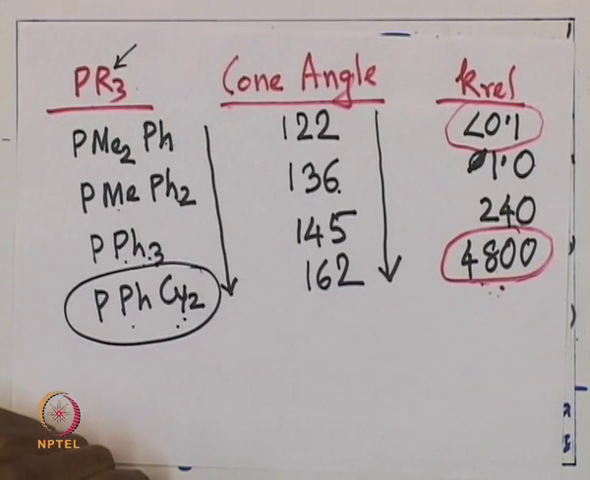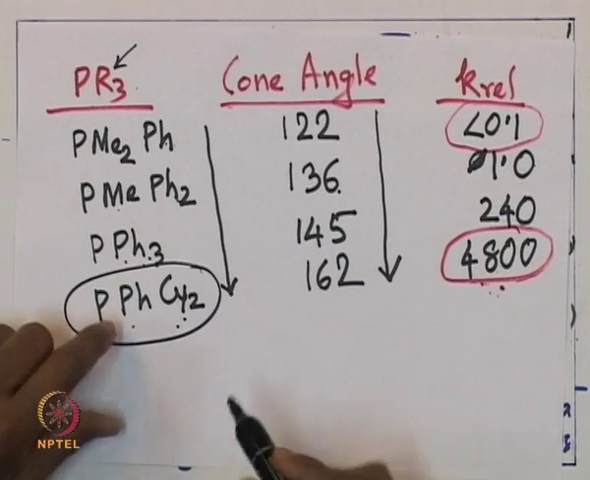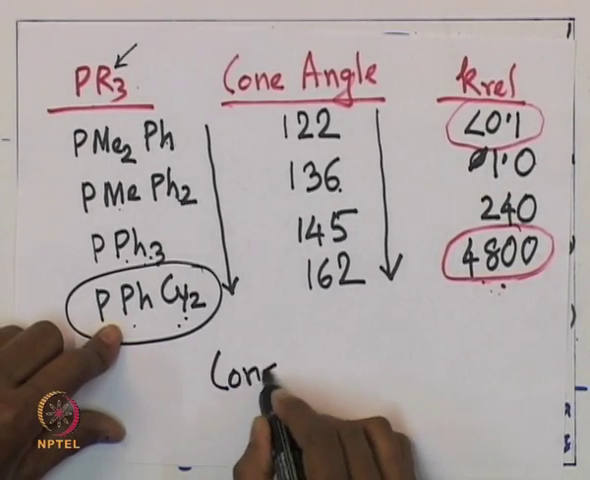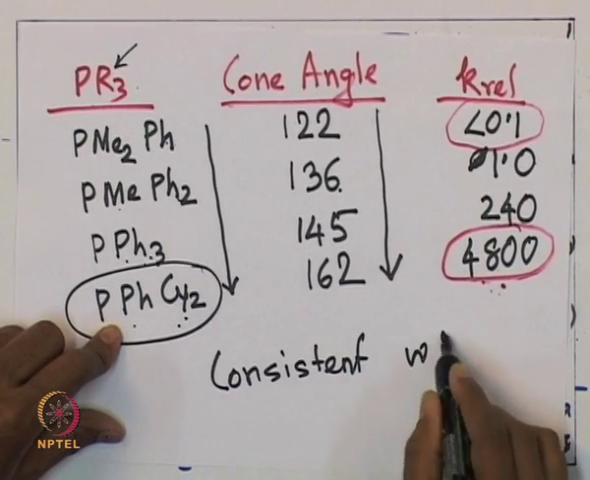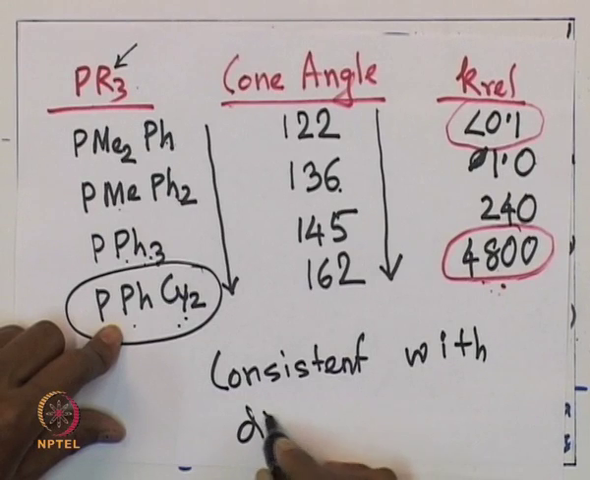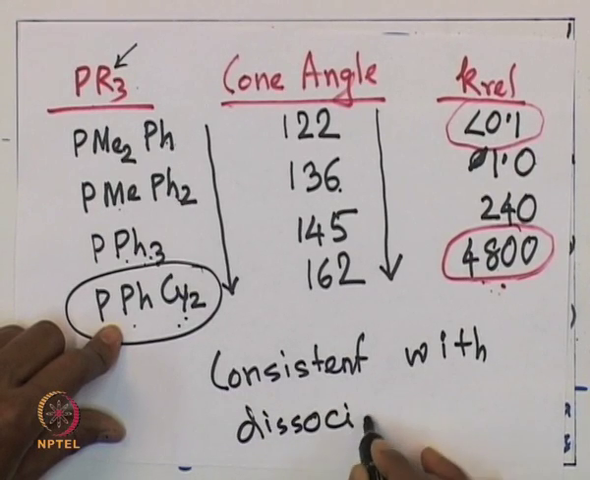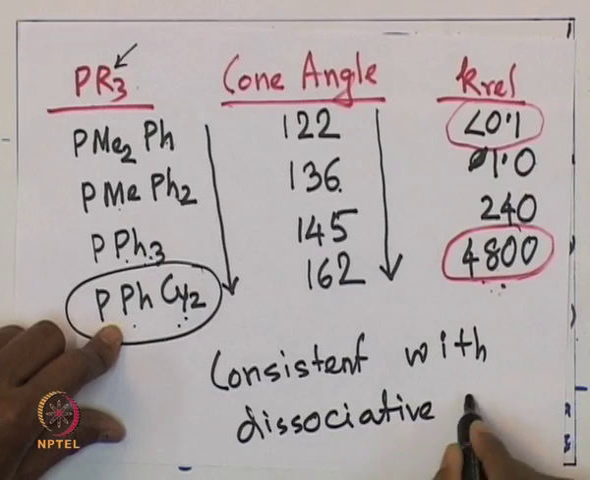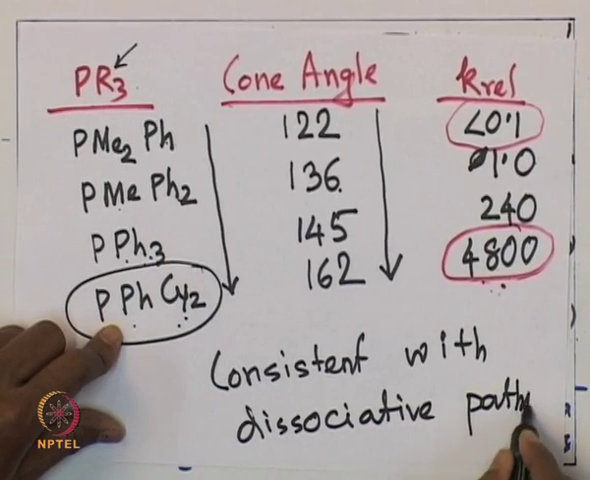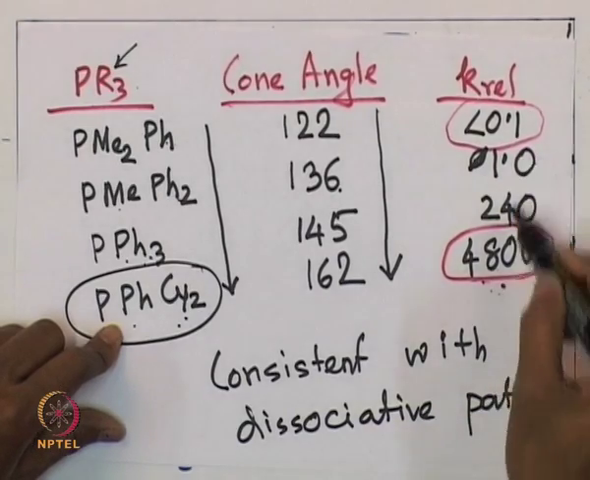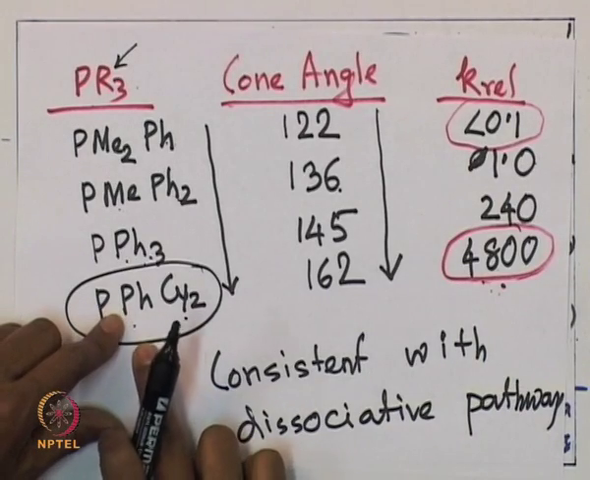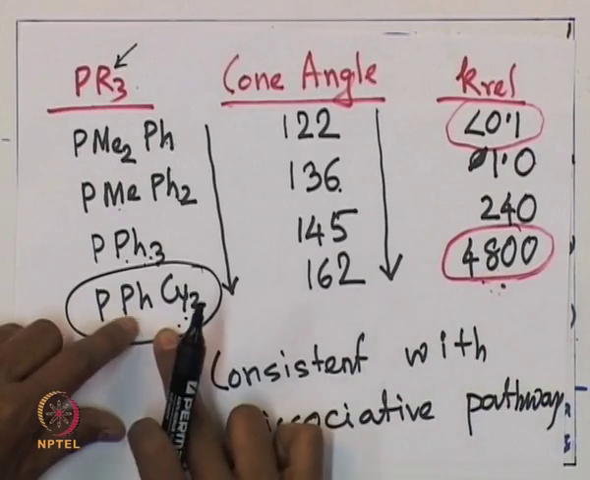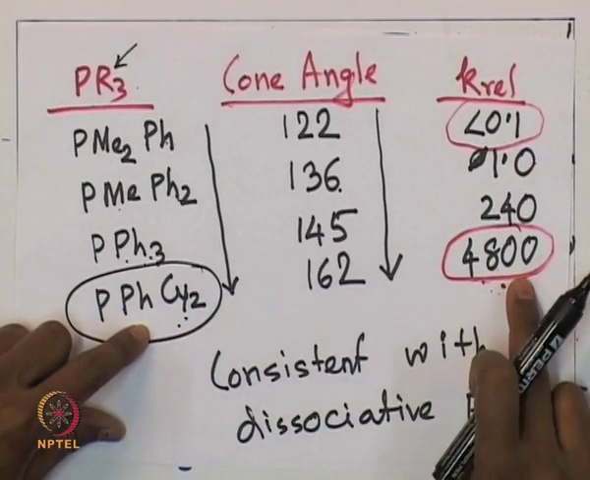Now, such an observation will be consistent with a dissociative mechanism. This observation is consistent with a dissociative pathway, right. If it is not dissociative, you will not see such an observation. Since the steric bulk is controlling the reaction rate, the higher the steric bulk, the faster the reaction.